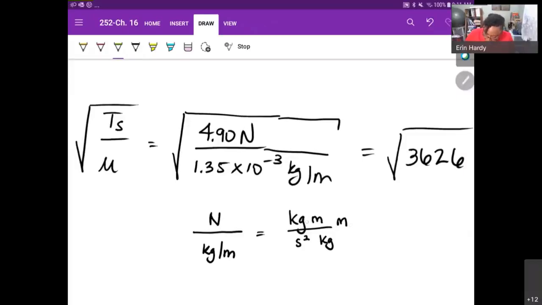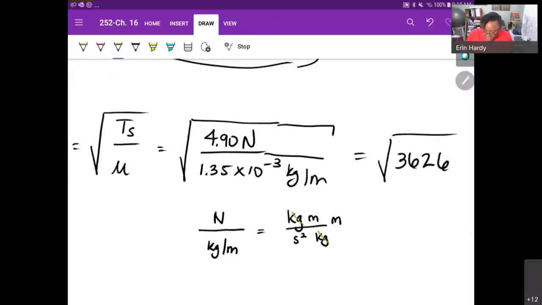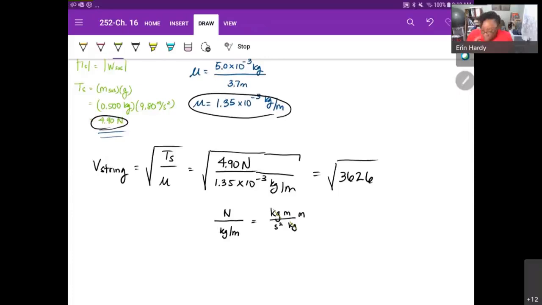I lose the kilograms here. I've got meter squared over second squared. When I take the square root, that's going to give me exactly the unit that I'm expecting. So let's take that square root. This is going to be 60.216 meters per second, and we'll worry about sig figs later.